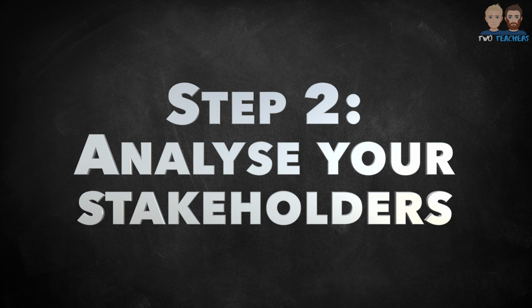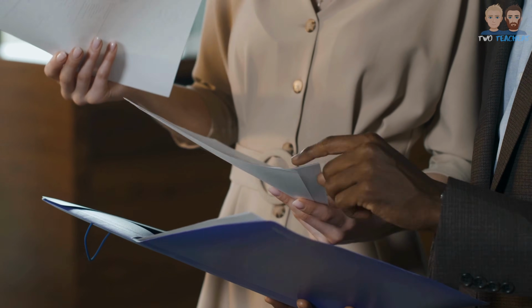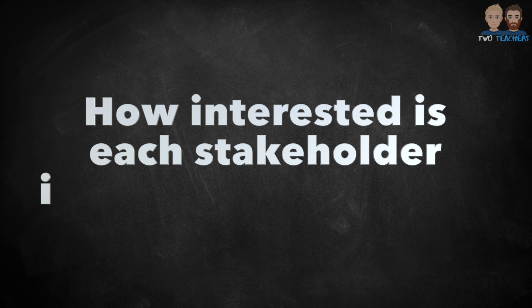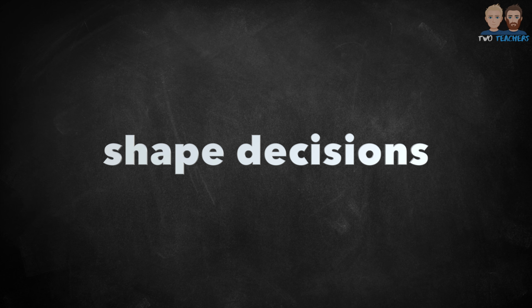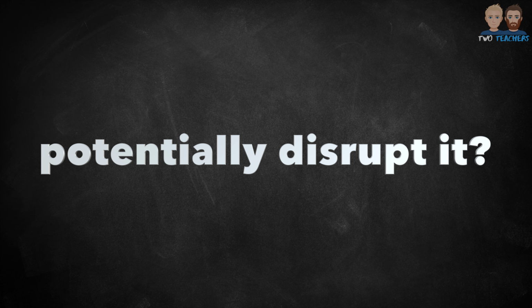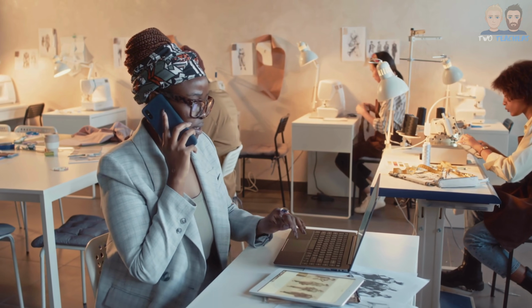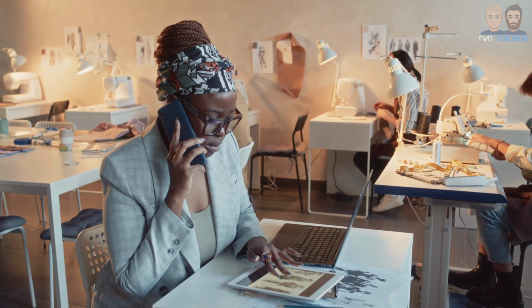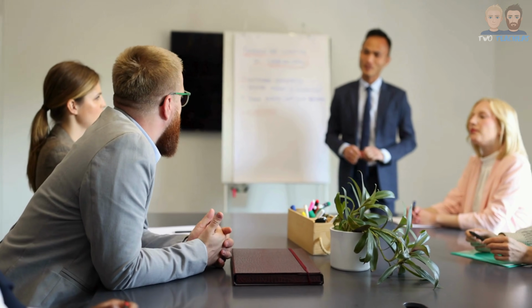Moving on to step 2, which is to analyse your stakeholders. Once you have your list of stakeholders, it's time to ask 2 key questions. How interested is each stakeholder in what you're doing? And how much influence or power do they have to shape decisions, help the project succeed, or potentially disrupt it? For example, someone with high influence might be a senior decision maker whose approval is critical, but if they're not very involved in the details, their interest might be low. On the other hand, people who are highly engaged with the outcome, like your team members or customers, might have high interest but less influence and power over decisions.